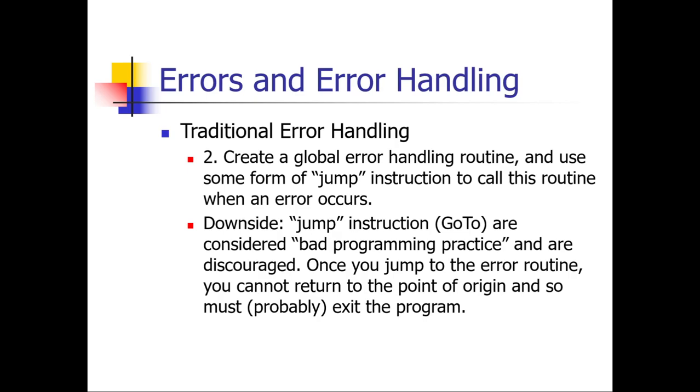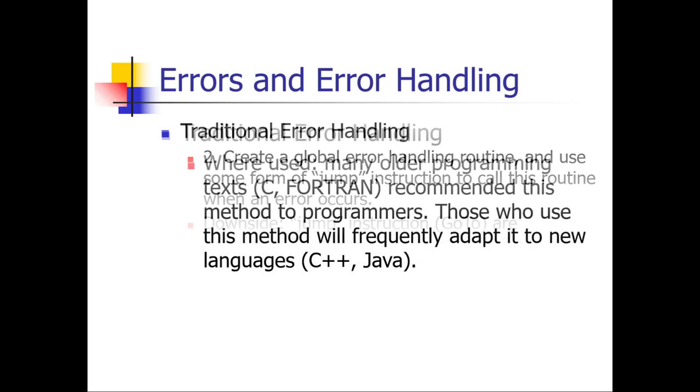Another approach is when we create a global error handling routine and use some form of jump instructions to call this routine when an error occurs. Downside: jump instructions or goto are considered bad programming practice and are discouraged. Once you jump to the error routine, you cannot return to the point of origin and so must probably exit the program.